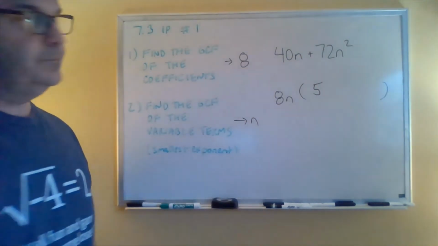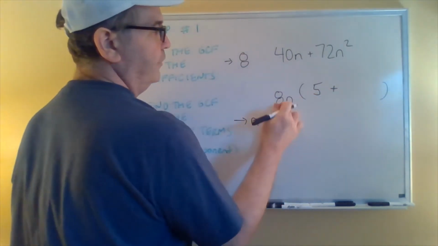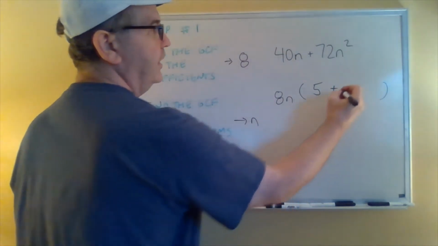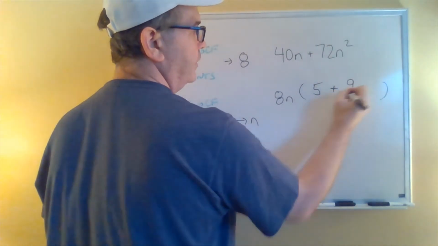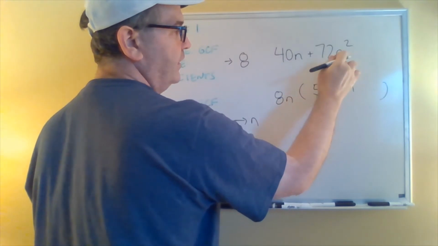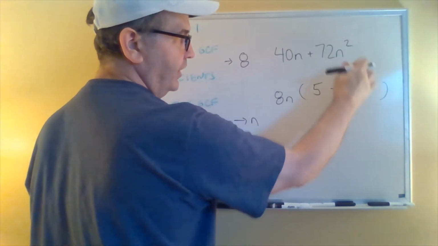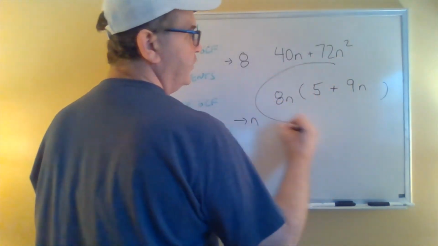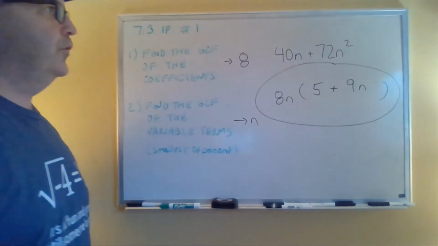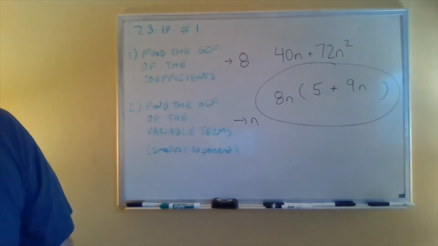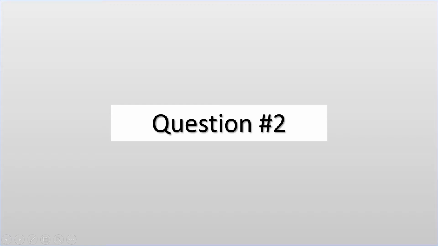They cancel out. Next, we're going to divide 8 into 72. How many times does 8 go into 72? It goes 9 times. And if I take an n out of n squared, what am I left with? Just n. N times n equals n squared. So this is our answer for number 1. 8n times 5 plus 9n.